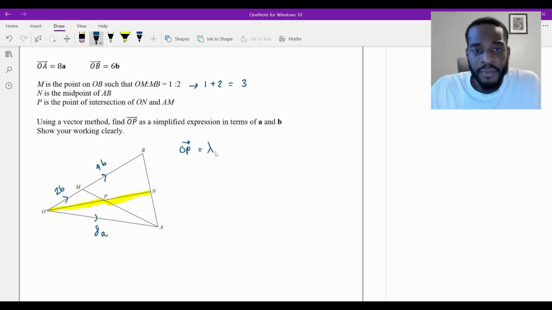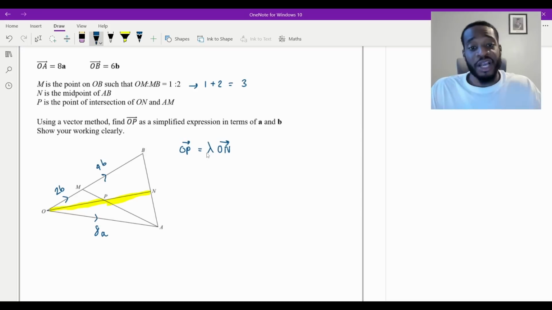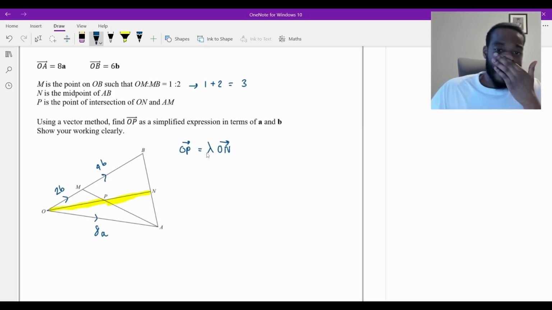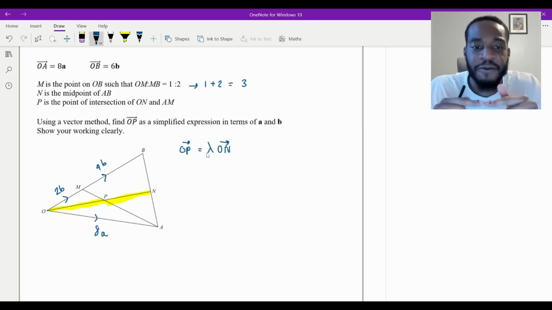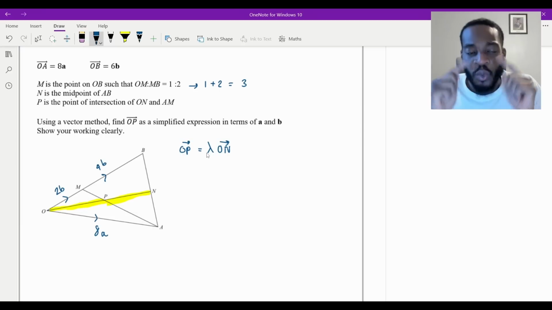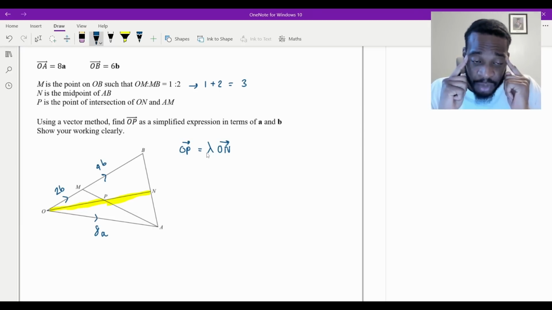I'm going to call it lambda, and I'm going to say that O to P is equal to some multiple of O to N. And since it's shorter, we expect this lambda to be a fraction. Okay, now the key to this question is to figure out what the value of lambda is. So we're going to keep that in our minds. We're looking for that lambda.